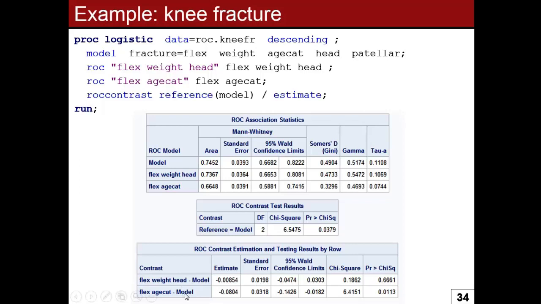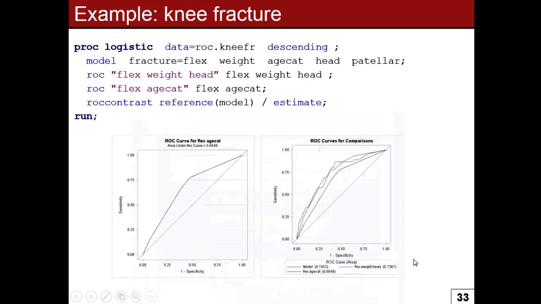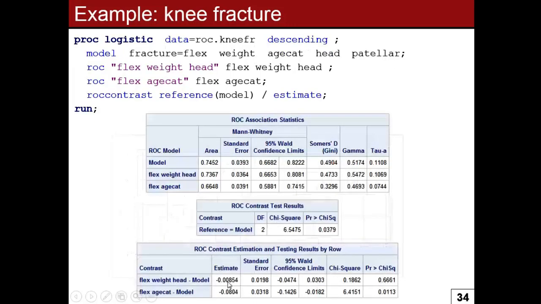Notice when I drop, this is actually a different model, one that had only flex and age cat, so just different covariates, but you can imagine it could have been one that dropped head only or something. In this reduced model, this one is significantly different from the full model with 0.01. So you'd say, whoa, this model stinks. And that was the one that was 0.66 versus 0.74. So this was a statistically significant difference, but 0.7367 is pretty close to 0.745. So the flex weight head was this value here.